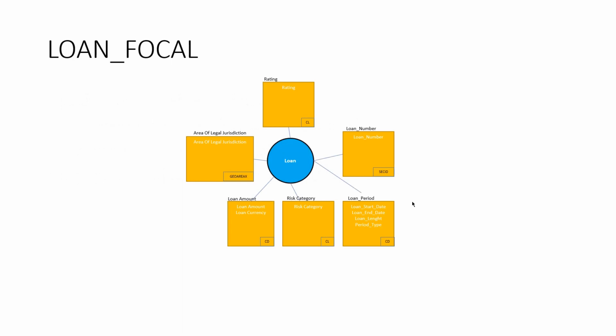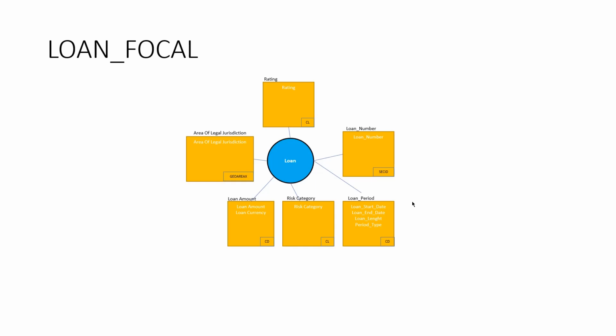This is the Focal logical loan model. It has been expanded somewhat since the previous sessions. Now we are using 4 different descriptor concepts. We are using the CD, which stands for conditions, CL for classification, SecID, that is secondary ID or business identifiers, and GeoPolA, which is geopolitical areas. Those descriptor concepts are used in this model, and we have 5 different atomic contexts.